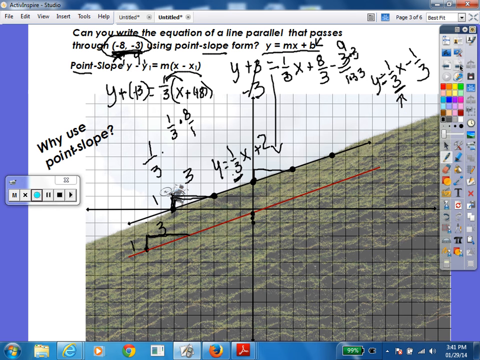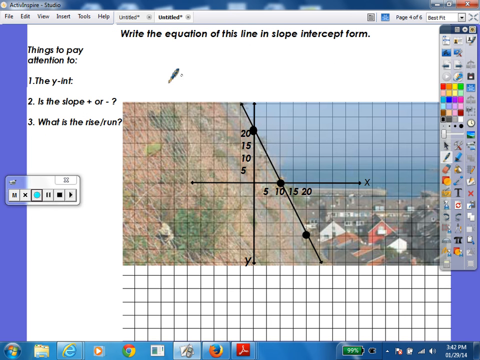Okay, so let's try another one. You write the equation of this line in slope-intercept form. Okay, well, if you look at this, I've got a much steeper slope, and by the way, it's falling. So let's find our slope. Here we have 2 points. Let's use our y-intercept and x-intercept.